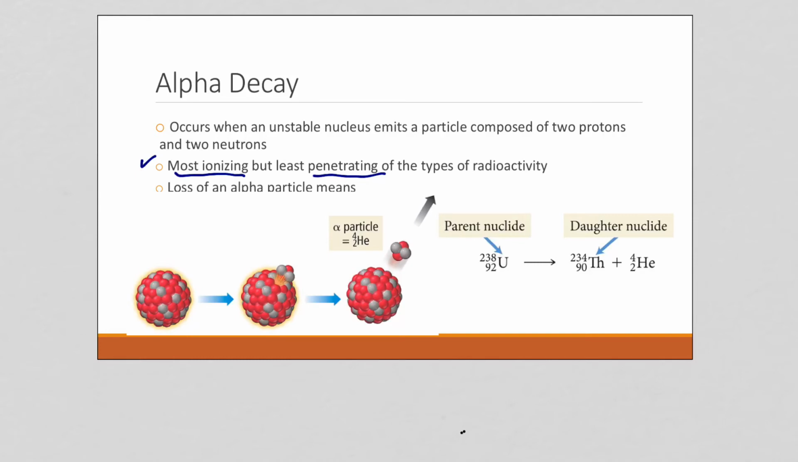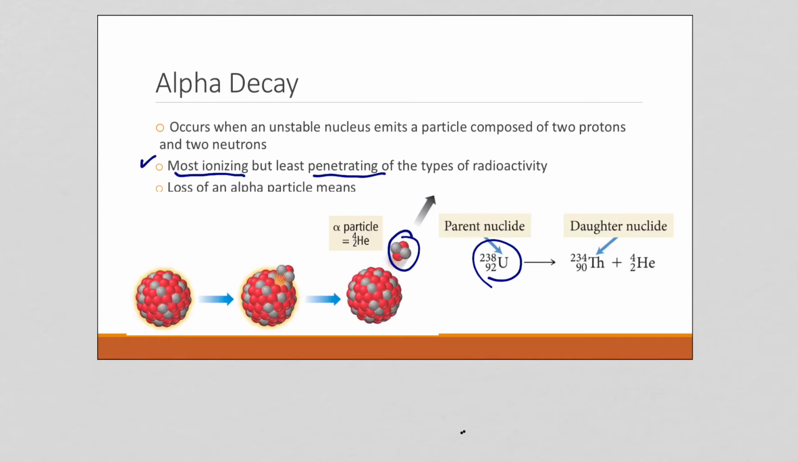Now, in terms of defining an alpha particle, in terms of the decay process, we start with our parent nuclide, such as uranium-238. We get expulsion of an alpha particle, something that might look like this, from that nucleus, and we end up with a nucleus that now has 2 fewer protons and 2 fewer neutrons. So the mass of the nucleus has gone down by a total of 4 AMUs, and the atomic number, or the number of protons, has gone down by 2.